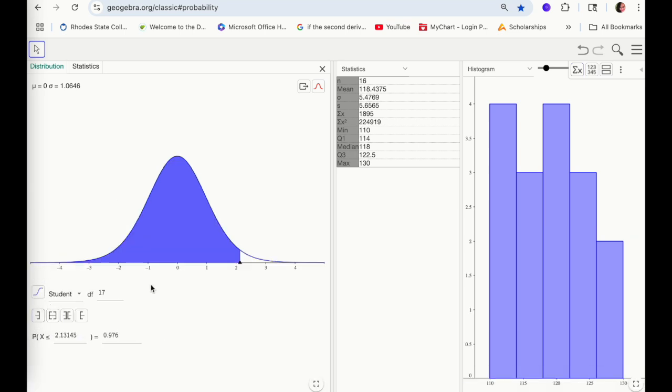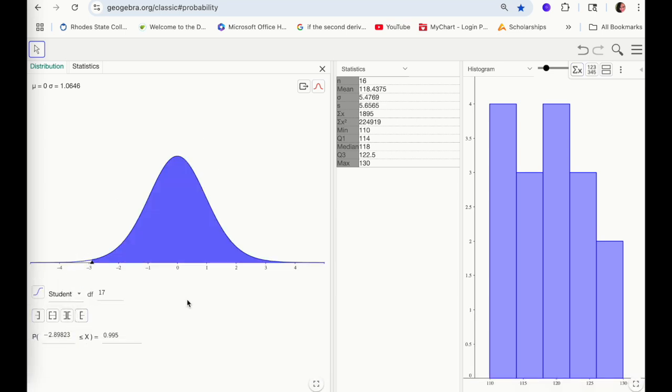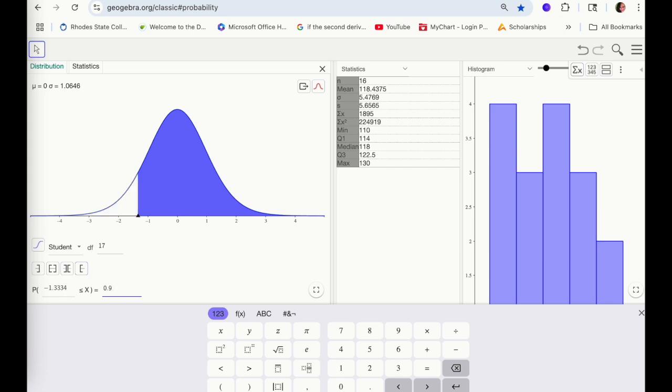So I'm going to check the left wing first, and I'm going to put in 0.5%, which as a decimal would be 0.005. So our critical value is on the left side, negative 2.8982. When we round it to two places, that's going to be negative 2.9. Now let's check the right wing. When I'm looking at the right shaded area, I want that to be 0.005. And as you can see, we get the same value, just the positive value, because we're on the right side of the distribution. So when we round that to two places, we get 2.9.